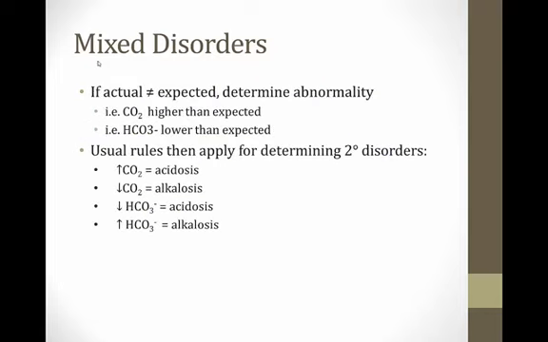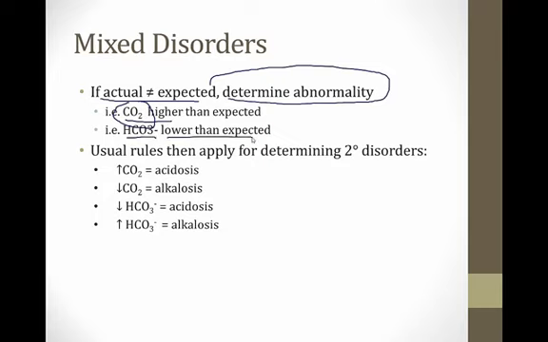So getting back to recognition of mixed disorders, if the actual compensation is different than the expected, then you must have a mixed disorder, and the next step is to determine the abnormality. So for example, if the CO2 is higher than expected, then you must have a secondary respiratory abnormality causing the CO2 to be abnormal. If the bicarbonate level is lower than expected, then you must have a secondary metabolic disorder affecting the bicarbonate. And the usual rules apply for determining the secondary disorders. A high CO2 is some type of acidosis, a low CO2 is an alkalosis, a low bicarb is an acidosis, and a high bicarb is an alkalosis.